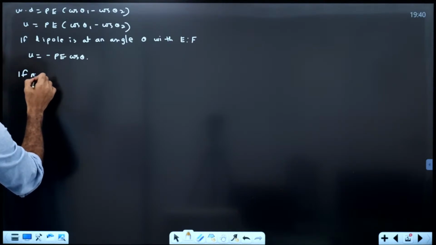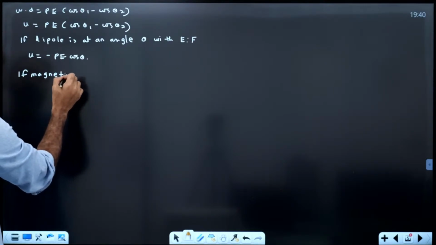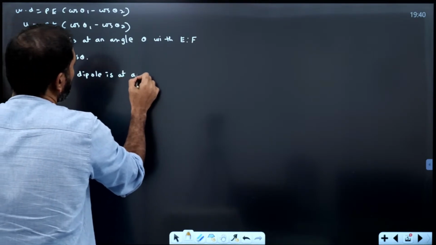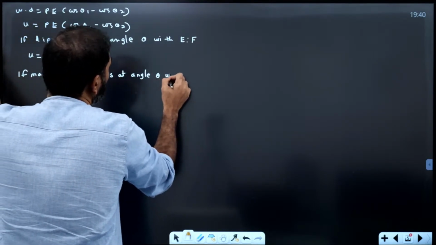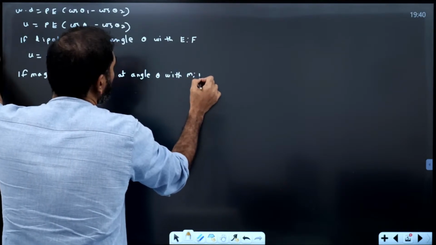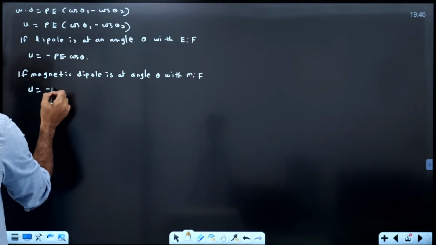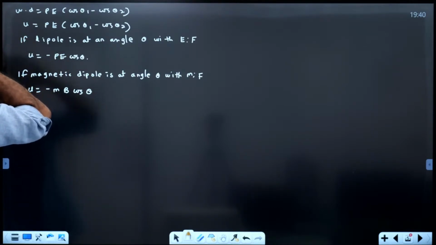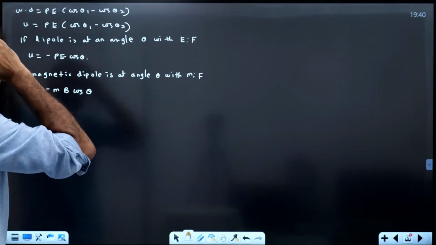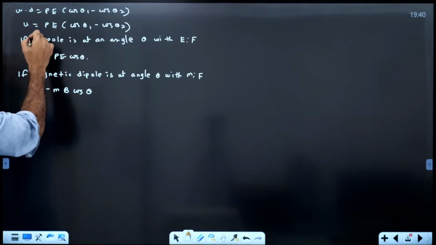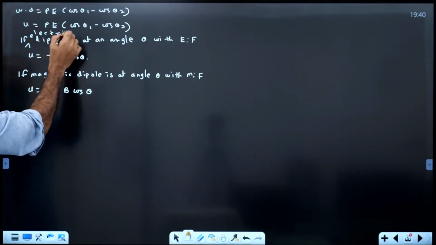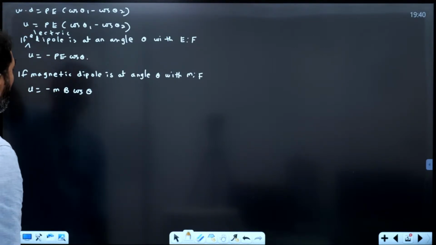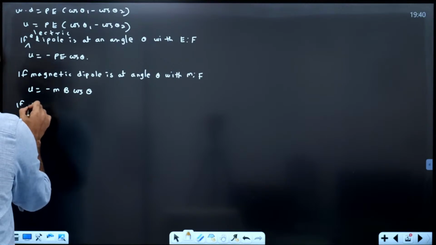If a magnetic dipole is at an angle theta with the magnetic field, then the potential energy will be minus MB cos theta. In the magnetic case, minus MB cos theta. This is the electric case, and this is the magnetic case.